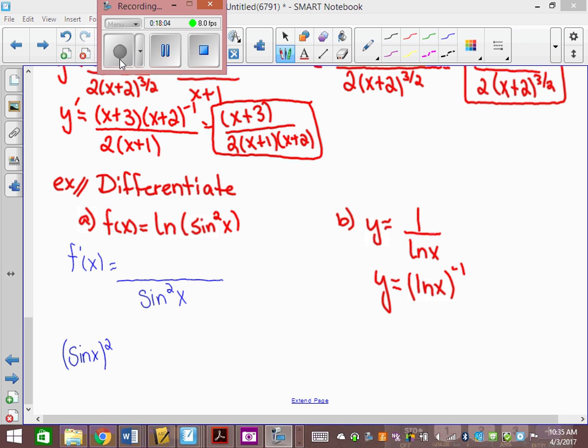So the derivative of that is going to be 2 sine x to the 1 multiplied by the derivative of sine x. What's the derivative of sine x? So on the top, I'm going to get 2 sine x cos x. What could I do? This is just sine x times sine x, right? So that one can cross off that one, and you'd be left with... Now, what's cos x over sine x?